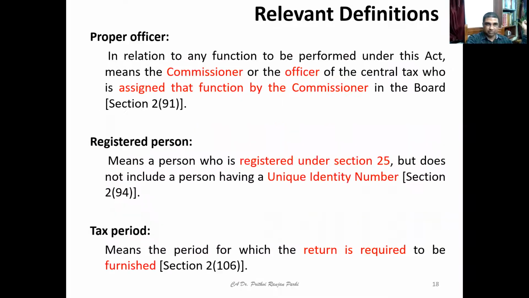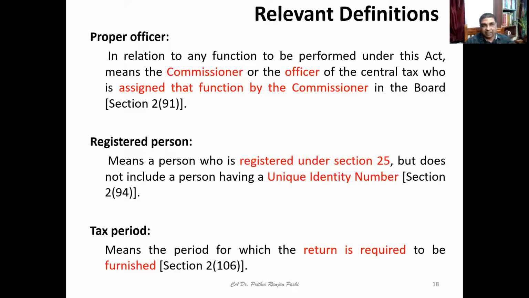Okay. The meaning of proper officer, let us understand. In relation to any function performed under this Act, it means the commissioner or officer of the central tax who is assigned that function by the commissioner. Right? If commissioner is assigning some officer, then he is the proper officer, or commissioner himself is the proper officer.